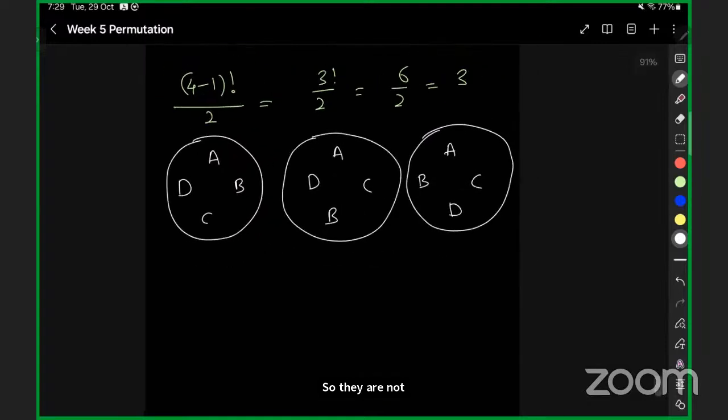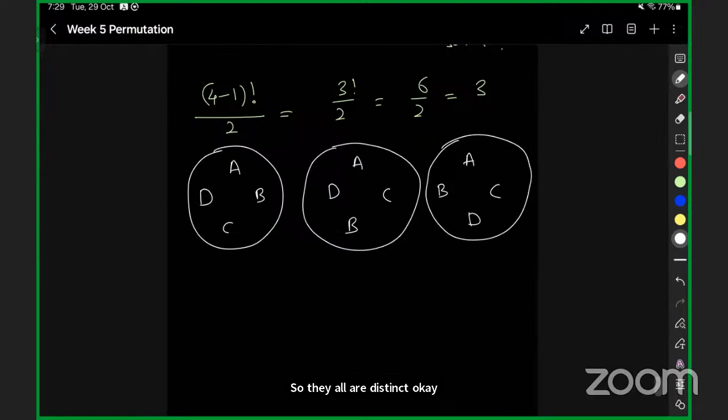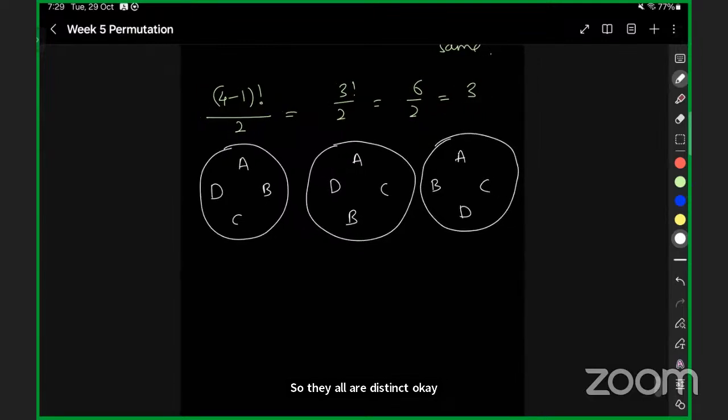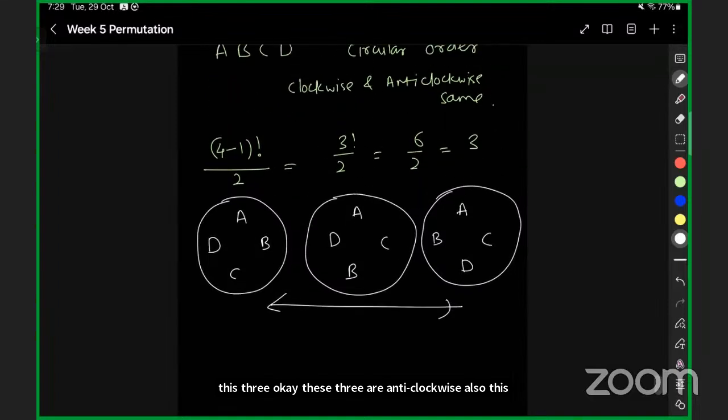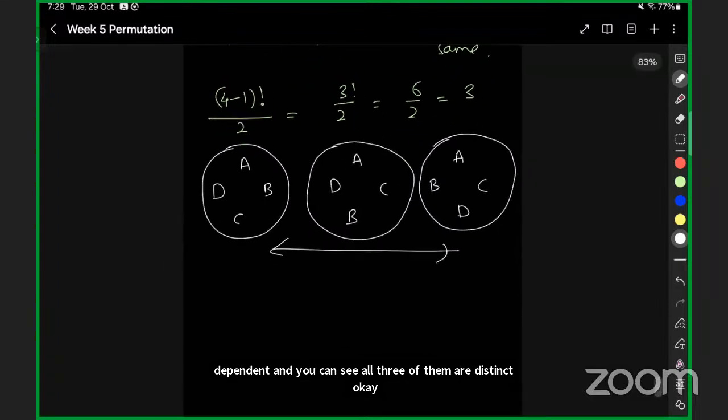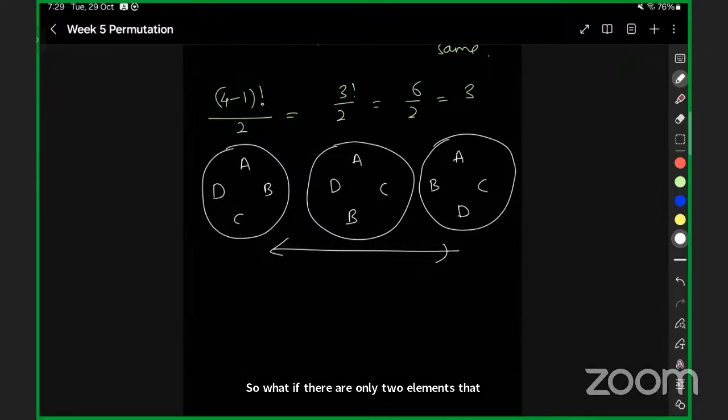Okay. So you can write, maybe you can think clockwise. At least if they are distinct, then is it anti-clockwise also distinct? I mean, these 3 are anti-clockwise also distinct, and you can see all 3 of them are distinct. Okay. Sir, what if there are only two elements, sir? If A, comma B, can that formula exist, n minus 1 factorial by 2?